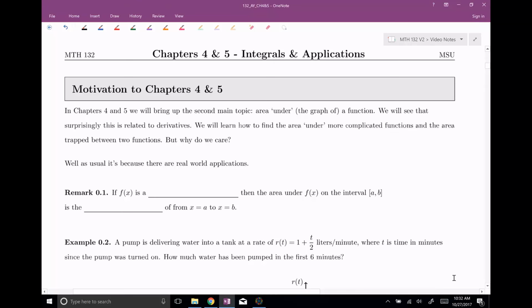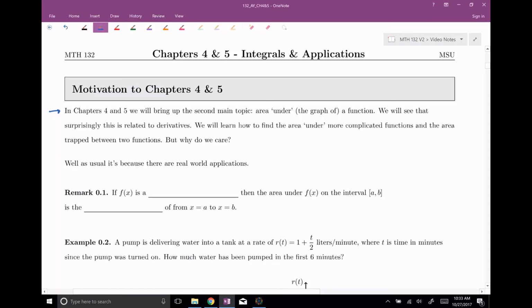Welcome everyone to the final chapters here in Math 132. This is integrals and applications. And like I mentioned here, we're bringing up the second big topic in calculus, and this is area under the graph of a function. We're going to do a little bit of this here in Math 132, calculus 1, but in calculus 2 we're going to do a lot more of this.